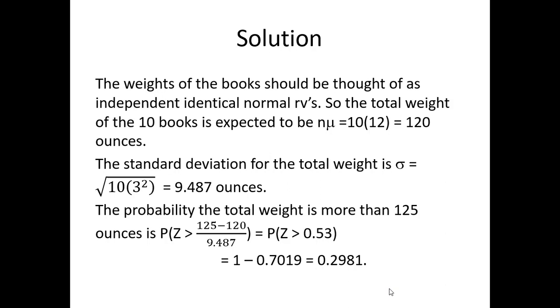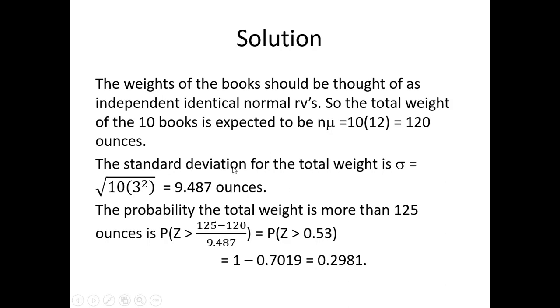Did you get 0.2981? Well, let's go through the solution. So again, the weights of the books should be thought of as independent, identical, normal random variables. So the total weight of the 10 books is expected, or this is the expected weight of the 10 books. We could get it by simply multiplying n times mu. N is 10, mu is 12, so we get 120 ounces.